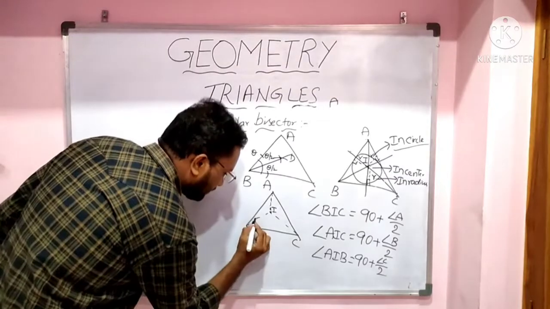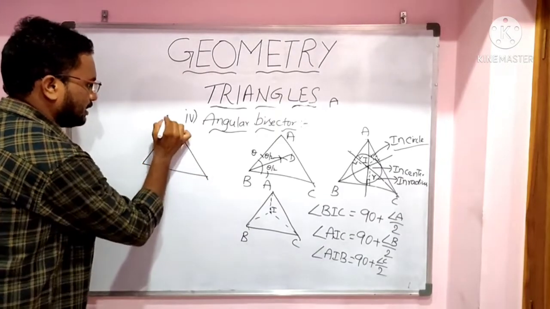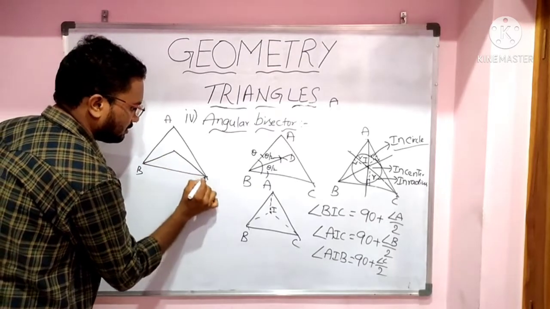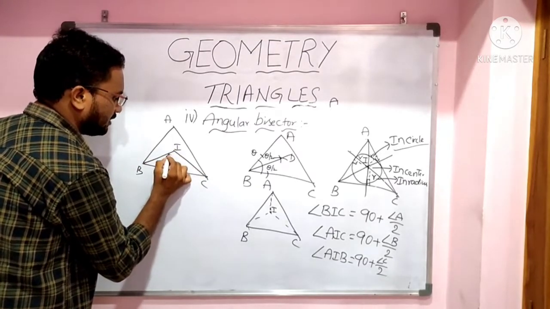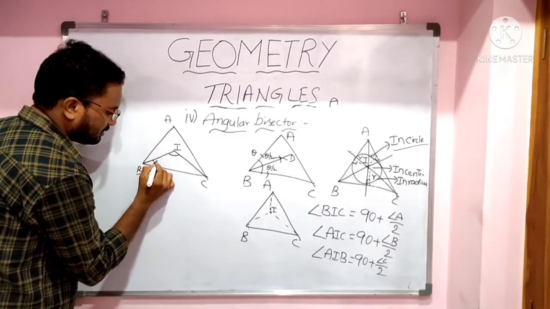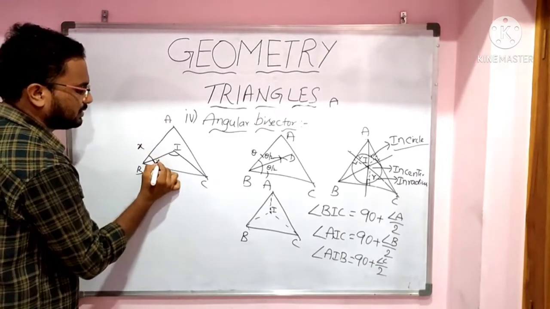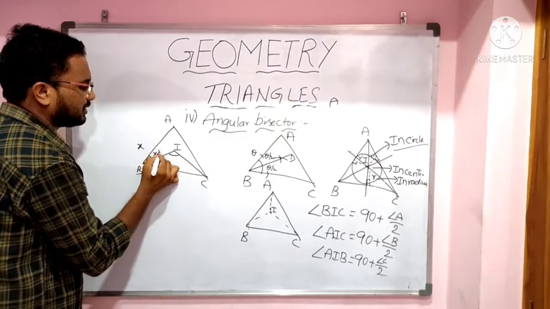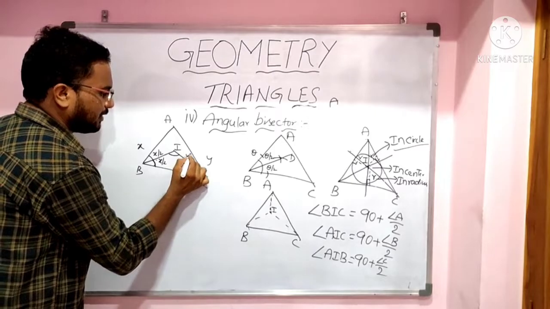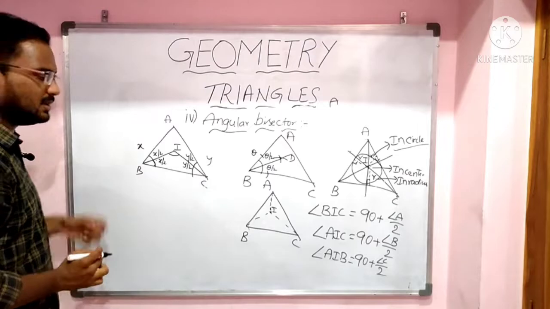Let's say ABC, and this is I. Let's say this total angle is x, then this will be x by 2 and this is x by 2. If this total is y, then this will be y by 2 and this is y by 2, because these two are angle bisectors.